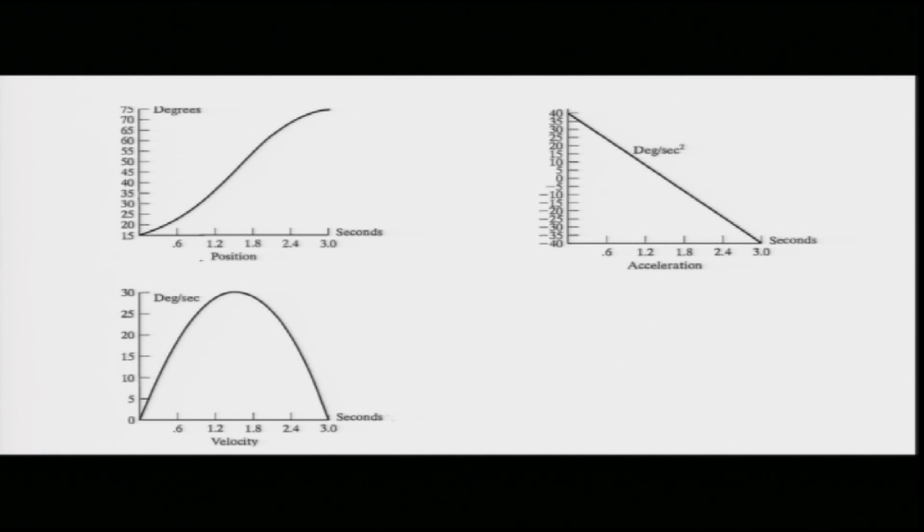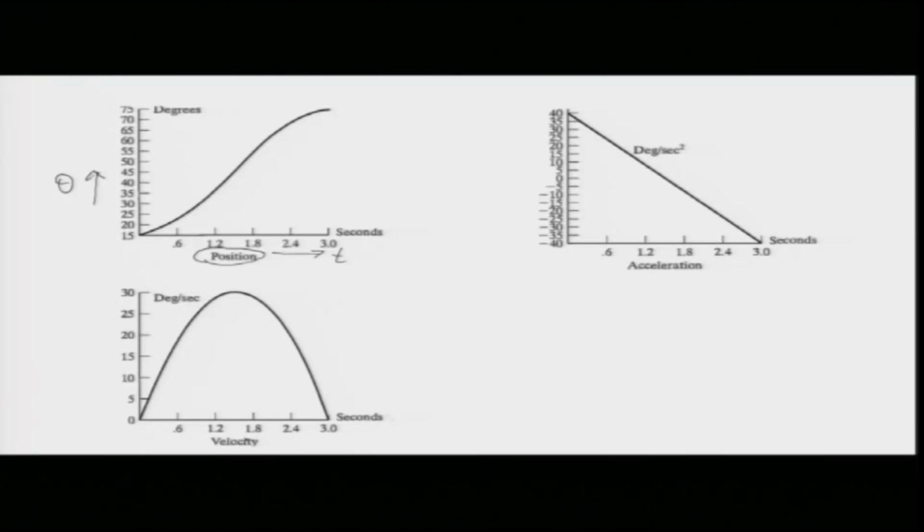They would look something like this. This is my time axis, and this is the position plot, and this is my theta. The theta was changing from 15 degrees to 75 degrees in a time of 3 seconds. So, this is 0 to 3 seconds, and this is how the position changes. You can see very clearly that it is not a straight line, and we also said why it will not be a straight line.